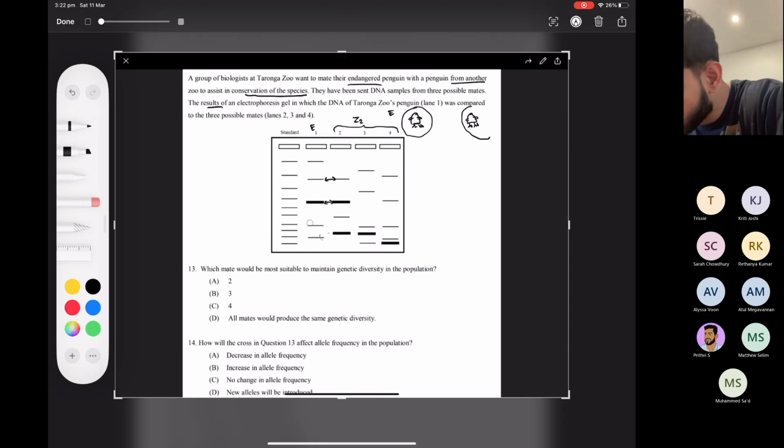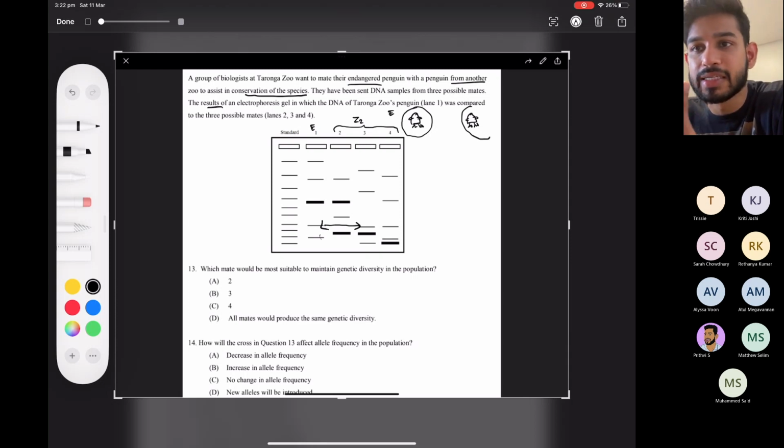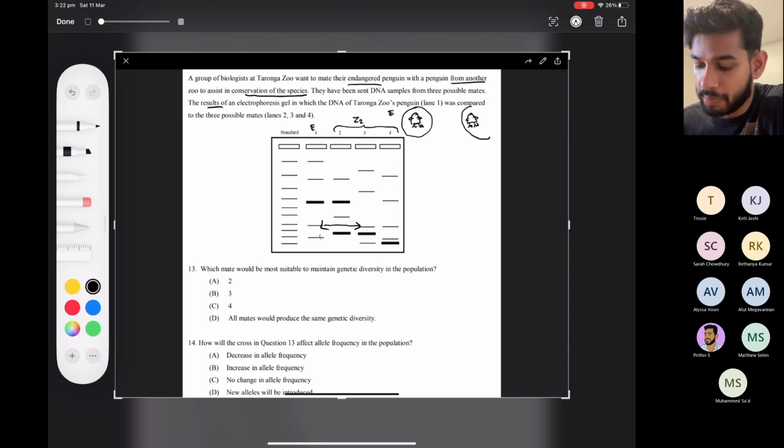But when you look at organism 1 and 3, I can appreciate the only band that lines up is probably just this one here. Every other band between organism 1 and 3 is different. So they have the least bands lining up. They're thus the most genetically different. I would pick organism 3 to mate with organism 1.